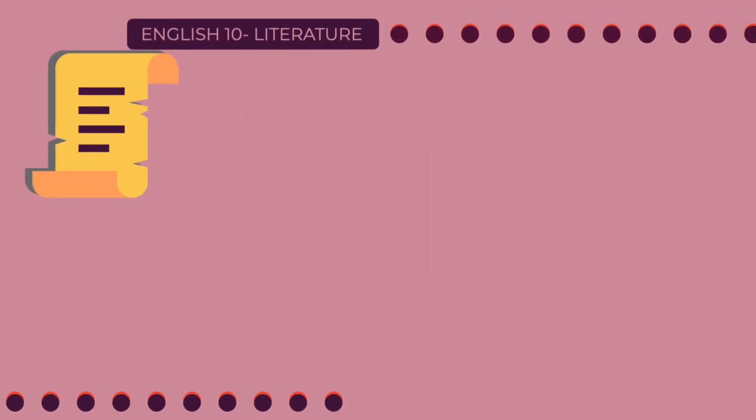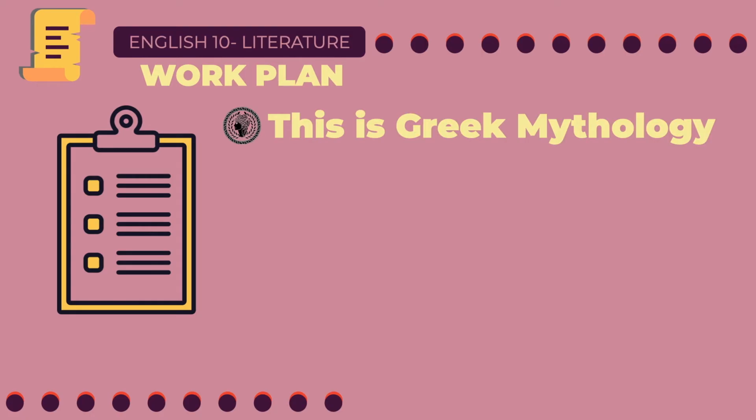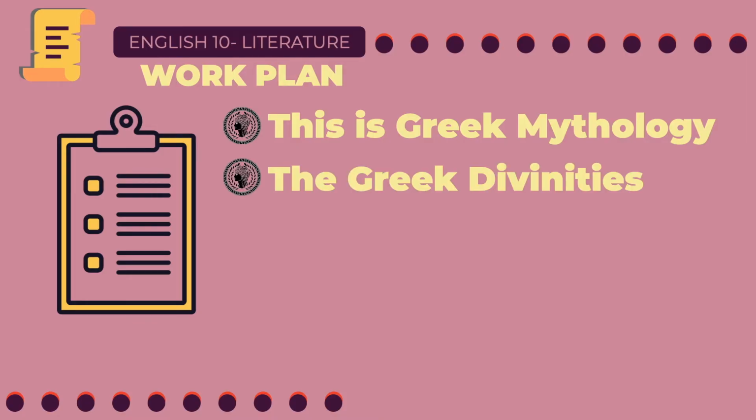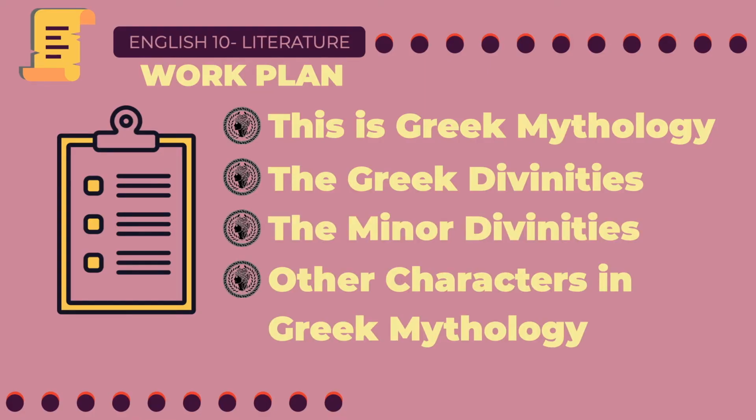These are the things that we shall be discussing in this video. First, a brief introduction on Greek mythology and its origin. Second, the major Greek divinities. Third, the minor Greek divinities. Lastly, the other characters in Greek mythology.